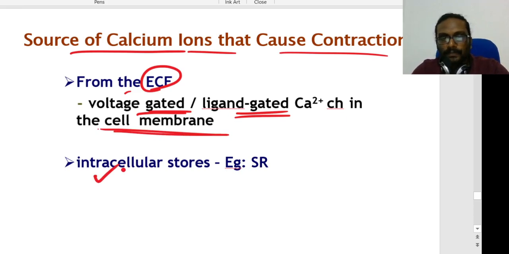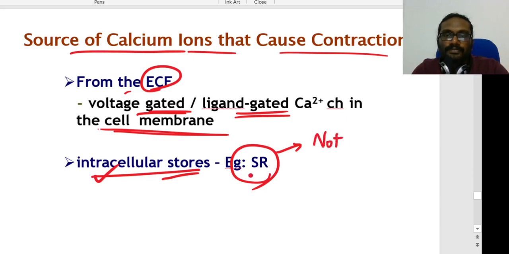There is an involvement of the intracellular stores, especially the sarcoplasmic reticulum. But since this is not developed properly, the amount of calcium from the sarcoplasmic reticulum will be very little. So this has a very minimal role when compared to the extracellular calcium.